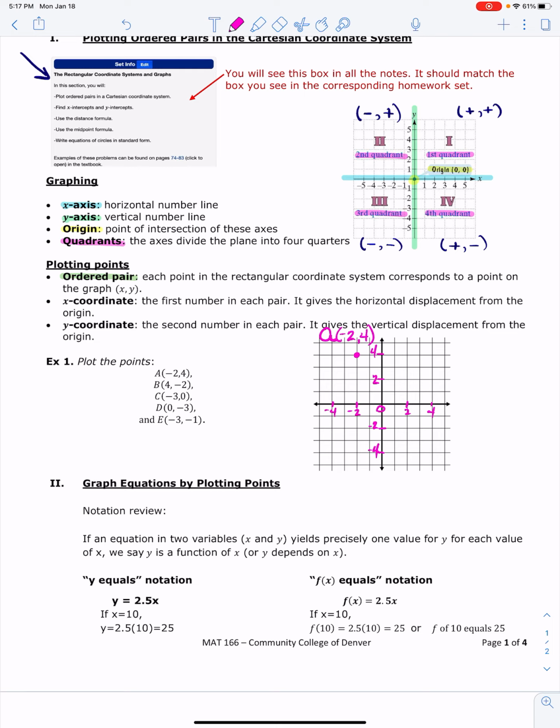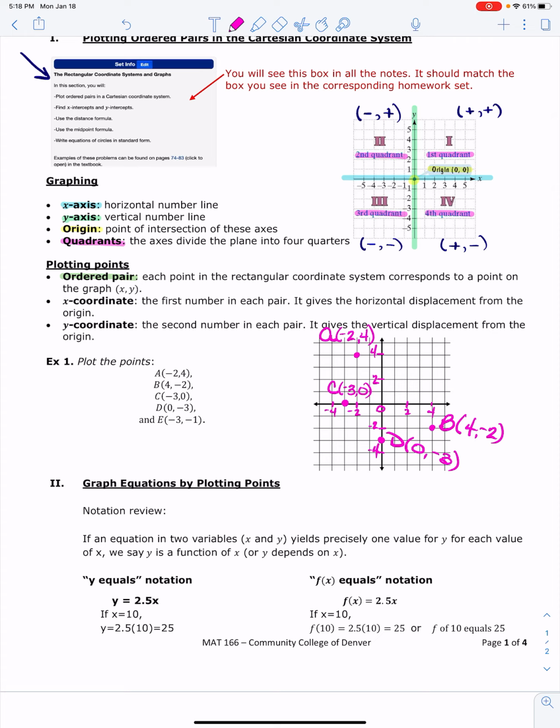Point B, +4, -2. That means we go 4 to the right in the positive horizontal direction, 2 down in that negative vertical direction. And there is point B, +4, -2. Point C, -3, 0, that means 3 to the left. That first coordinate is our horizontal displacement, 0 up and down. So here is our point C, -3, 0. D is at 0, -3, so we have 0 horizontal displacement and a 3 negative vertical, so down 3, and there is my point D, 0, negative 3.